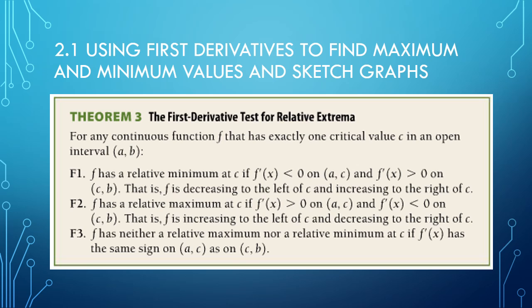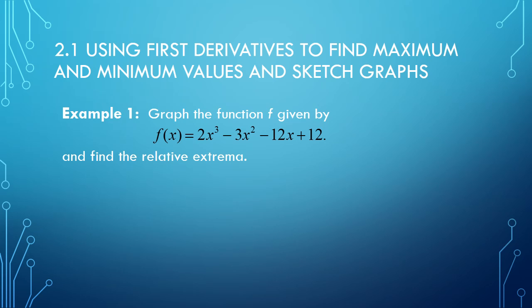And then part 3 just tells us that if there's no sign change on the derivative on either side, then you don't have a relative maximum or minimum. In other words, it summarizes what we just talked about on that chart in the previous slide. What we're going to do is graph the function and find the relative extrema. Pause the recording and use what we just talked about, give it a try, and then resume to check your answer.